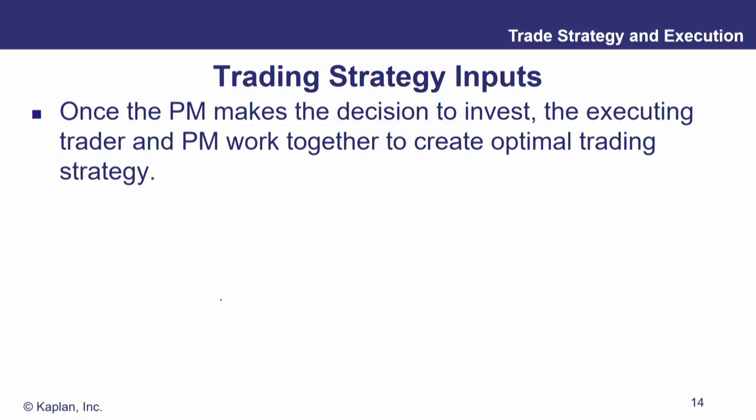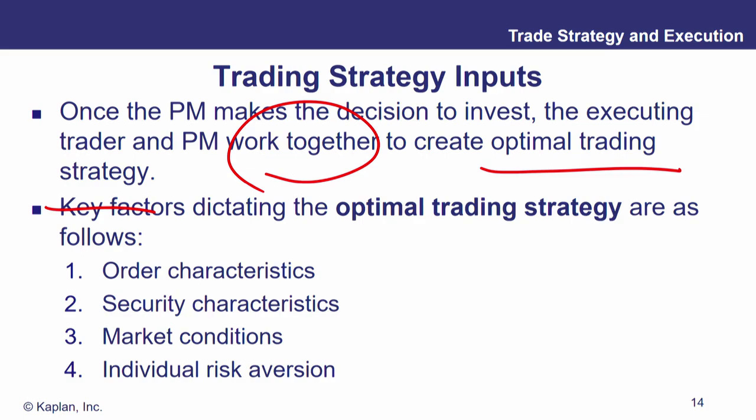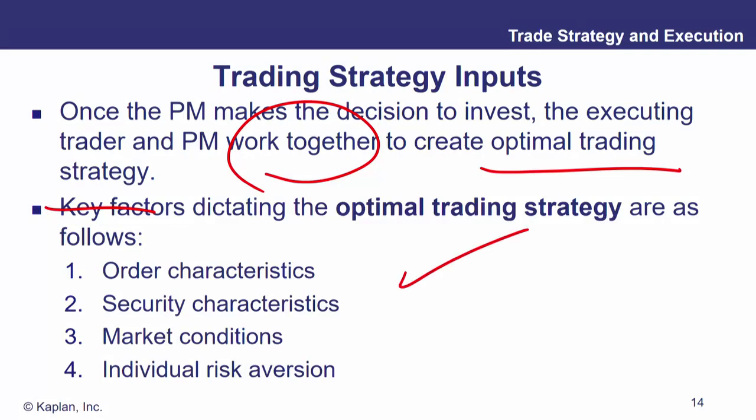Okay, so now we've gone through the motivations, we've gone through some strategies. Now let's look at some inputs. So once the portfolio manager makes that decision to invest, the executing trader and the portfolio manager are going to have to work together to create an optimal trading strategy. Now, what are some key factors? And for the exam, I would like you to be able to do a couple of these. Come up with 2 or 3 of the key factors. I think these are very important to know for the exam.